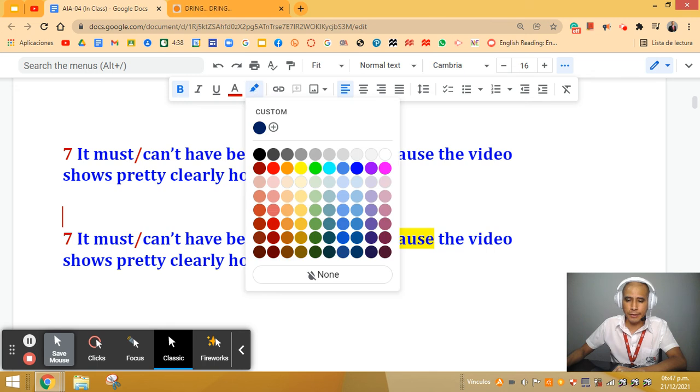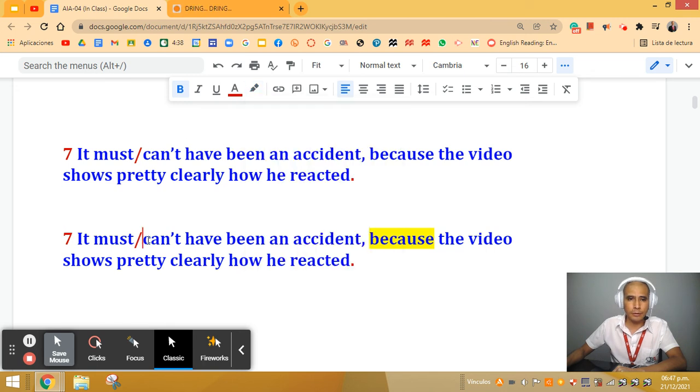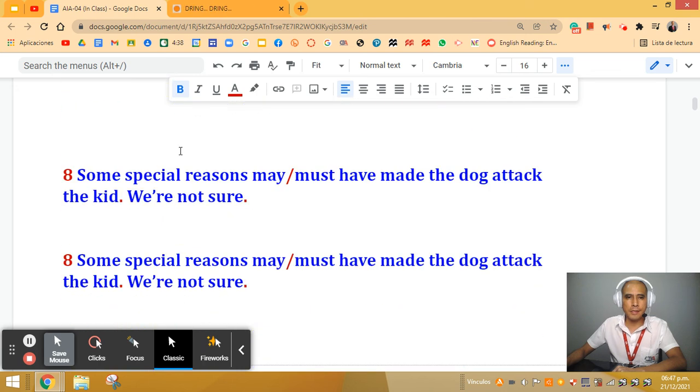Okay, so in this case, I'm going to choose can't. That's right. It can't have been an accident because the video shows pretty clearly how he reacted. So in this case, I'm pretty sure that the information is not true. The evidence is the video. Great. Now we're going to check the last exercise.